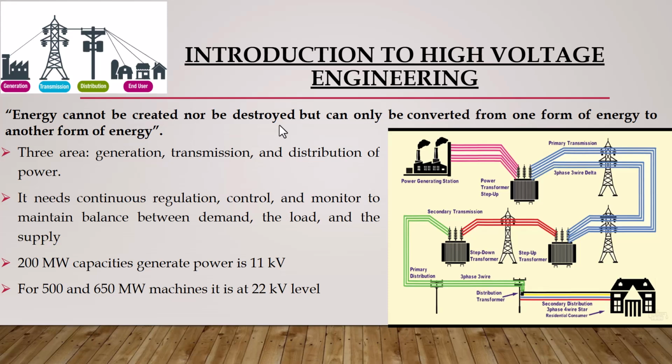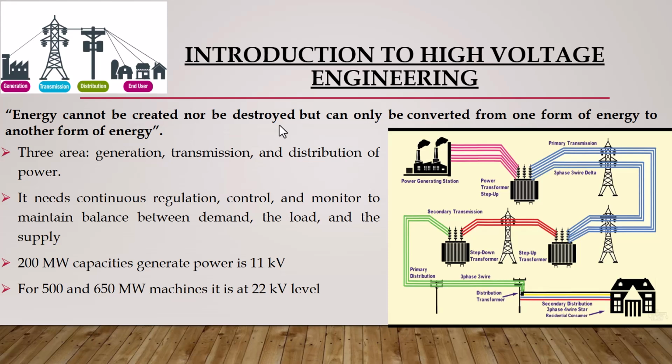Each of these stages has its own technical challenges, and one of the biggest is maintaining a constant balance between how much power is being produced, how much is being demanded by customers, and how efficiently it's being delivered. This balance isn't automatic. It requires continuous monitoring, regulation, and control. For example, if demand suddenly spikes but generation doesn't catch up quickly, the system could experience instability or even fail. That's why modern grids use automation and control centers to respond in real time.